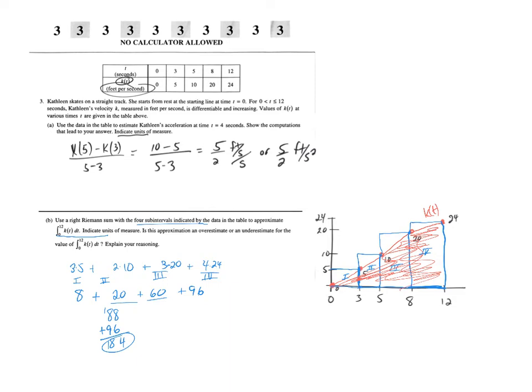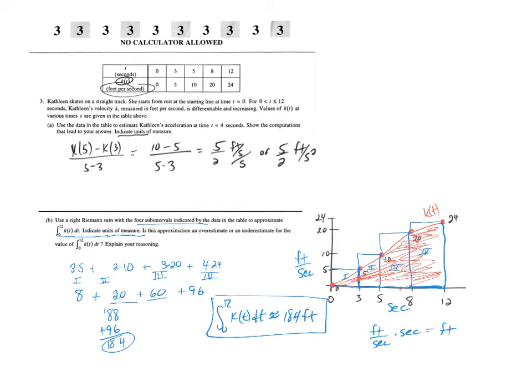as 184 square units. Now they said indicate units of measure here. Well, we have to think about what's going on here. The vertical axis is feet per second, and the horizontal axis is seconds. So if we multiply feet per second by seconds, which is what we're doing when we're getting an area, of course we're going to get feet. So the answer to that integral, which we could write as the integral from 0 to 12 of k of t dt, is approximated to be 184 feet.